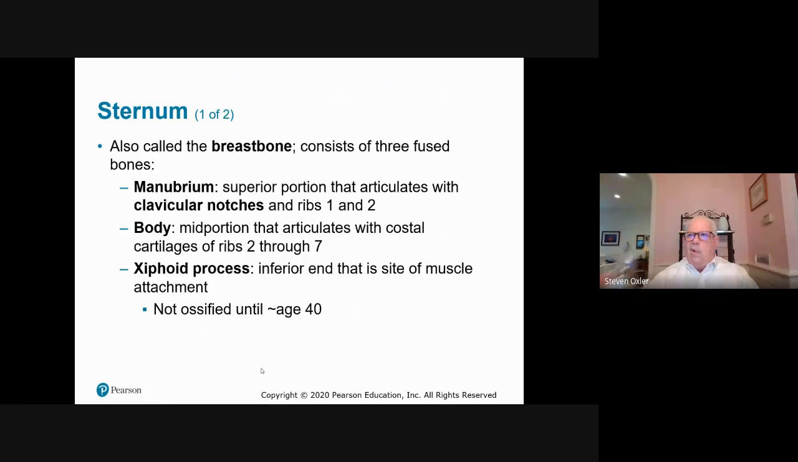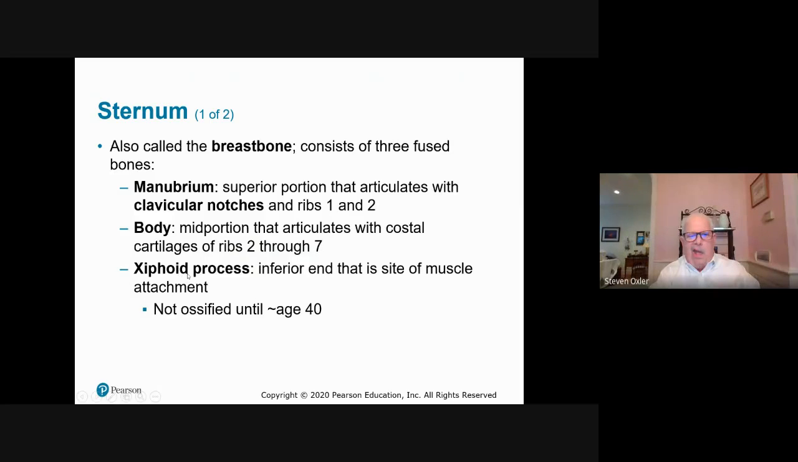The sternum, otherwise known as the breastbone, is composed of 3 bones. The manubrium, the superior part of the sternum, articulates with your clavicles. The body is the middle. It attaches to the cartilages of ribs 2 through 7, and the xiphoid, which is the inferior end of your sternum.